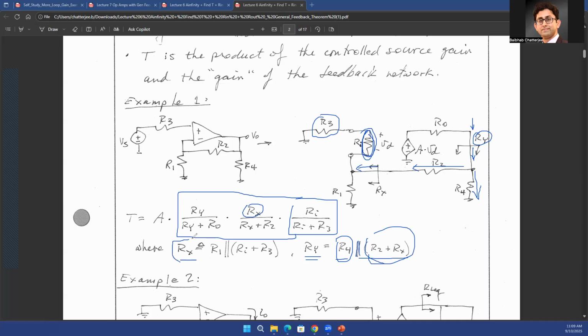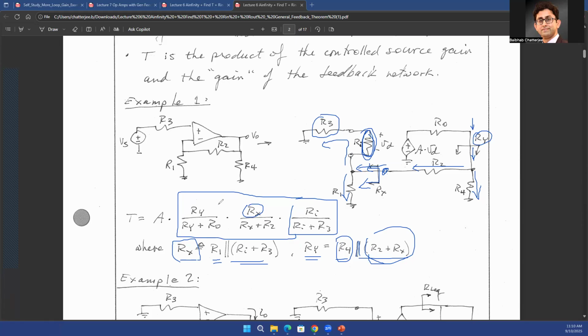Similarly, what do you have as Rx? Rx is going to be the resistance that you see looking on the left side at this particular node. So here you have R1, and the current gets divided into the other path and flows through Ri plus R3. So Rx is going to be R1 in parallel with Ri plus R3.